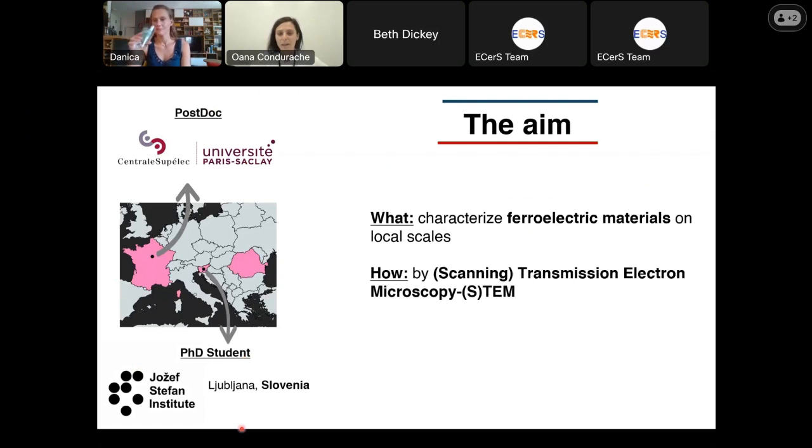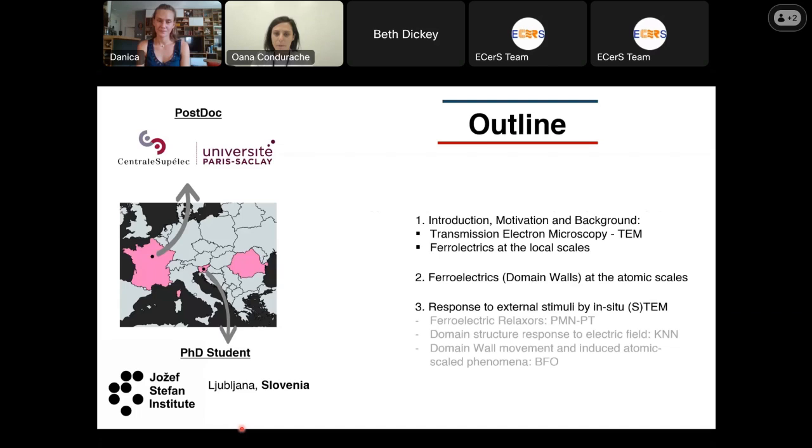So today I would like to talk about ferroelectric materials at local scales and how we can look at them by means of transmission electron microscopy. I will give you a brief introduction on the technique and also on what we can expect from ferroelectrics at local scales, by which I mean nano to atomic scale. Further, I'll give you some experimental examples, both static and under external stimuli.